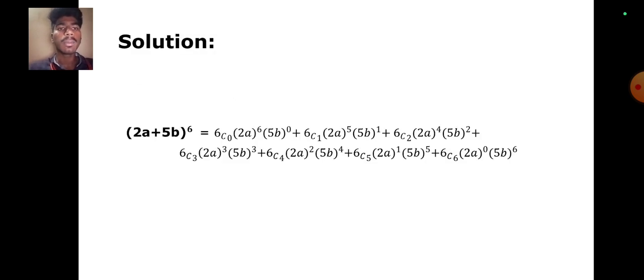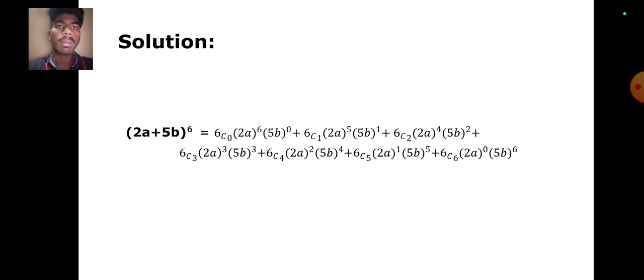Then we can expand (2a plus 5b)^6 is equal to 6C0 (2a)^6 (5b)^0 plus 6C1 (2a)^5 (5b)^1 plus 6C2 (2a)^4 (5b)^2 plus 6C3 (2a)^3 (5b)^3 plus 6C4 (2a)^2 (5b)^4 plus 6C5 (2a)^1 (5b)^5 plus 6C6 (2a)^0 (5b)^6. Here the power of 2a starts at 6 and decreases to 0, and the power of 5b starts at 0 and increases to 6, one by one.